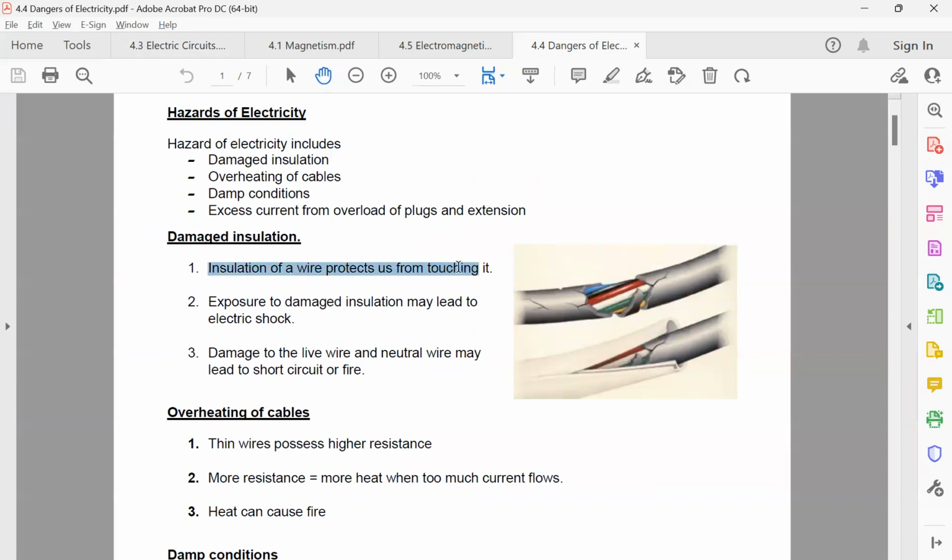As you can see here, insulation of wire protects us from touching it. Exposure to damaged insulation may lead to electrical shock, and obviously damage to the live wire and neutral wire may lead to short circuit.